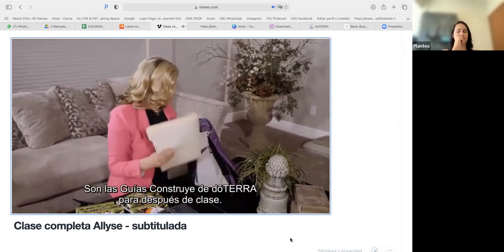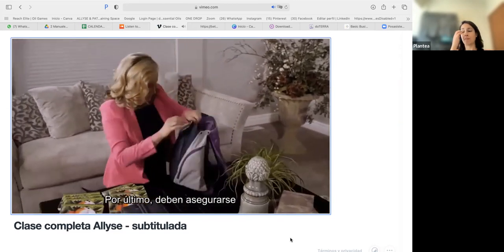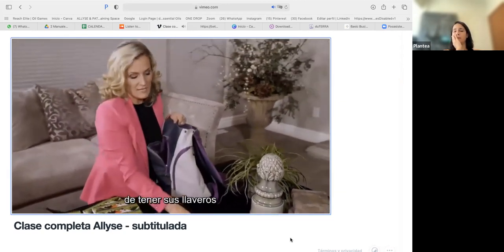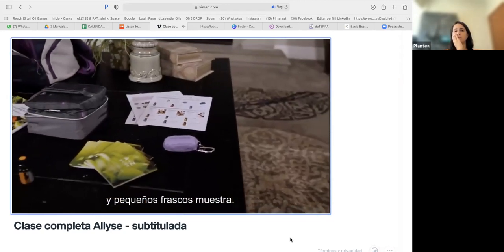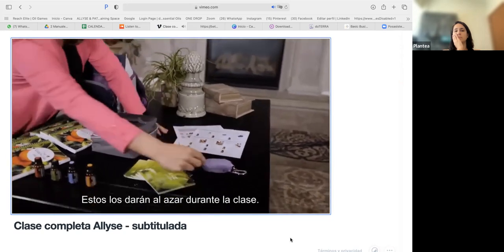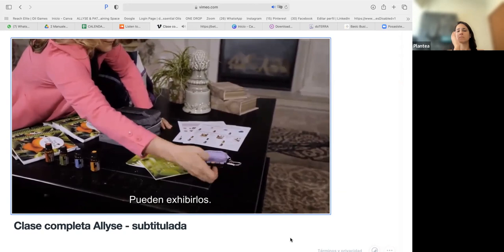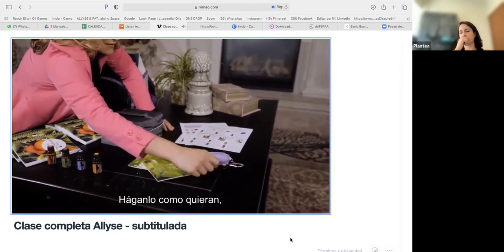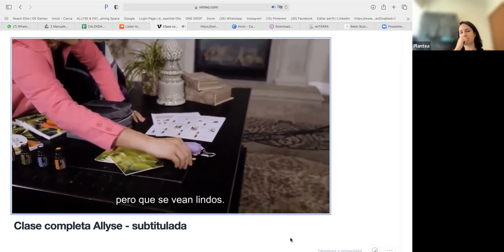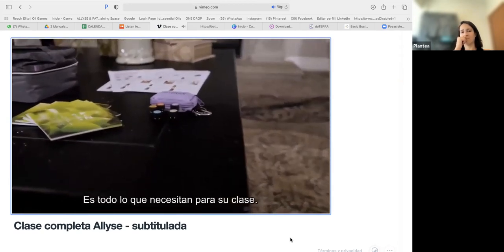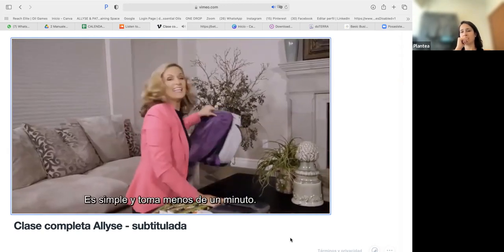They're doTERRA build guides. And the last thing you want to make sure that you have is your keychains and little sample vials. You're going to be giving these out randomly during the class. You can display them however you want to do it. Make them all pretty just like that. And there's your class. That's all you need. Super simple, under a minute.